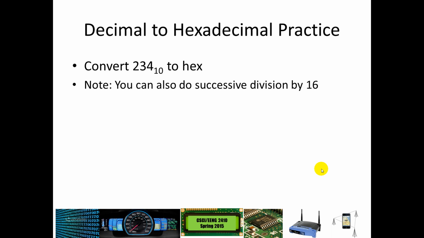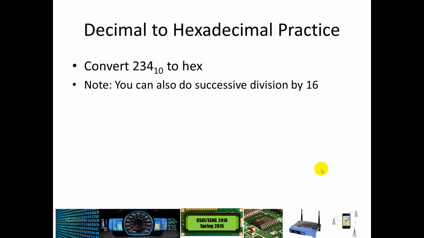Let's give you a moment to practice here. For this problem, I want you to try to convert 234 decimal, or base 10, over to hex. You can use the method we just talked about, or you can use successive division. But remember, if you use successive division, you're going to have to divide by the number 16, which is your base here, rather than using base 2, which you used before. I'll give you a moment to pause the video and see if you get the correct answer.